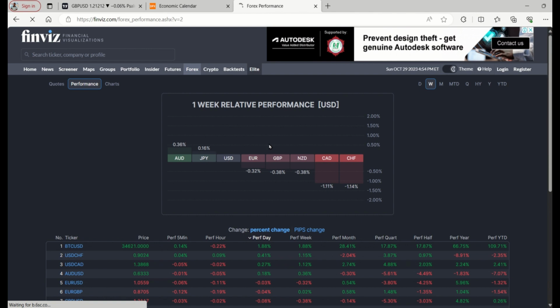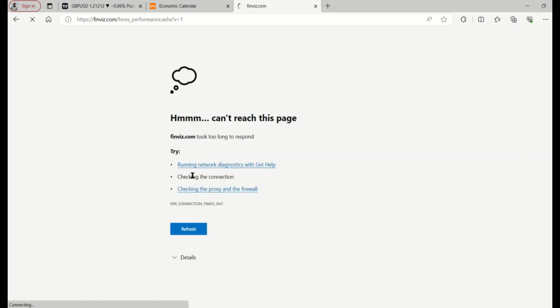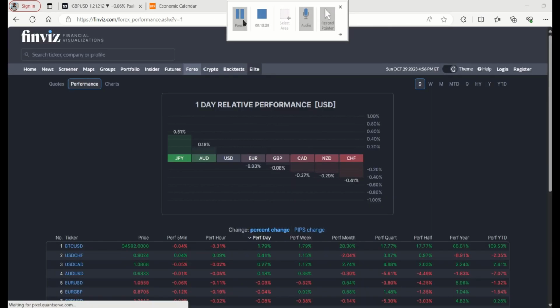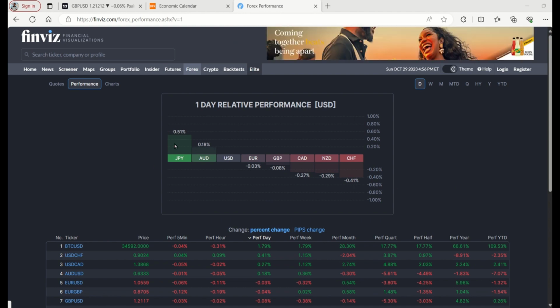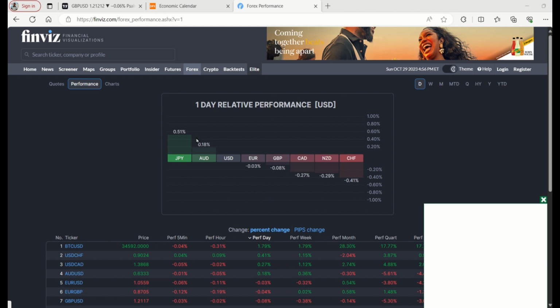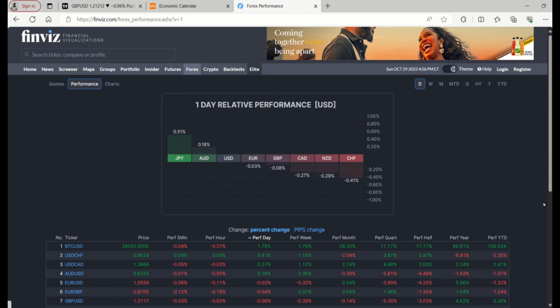So this analysis is important for you to be able to identify the currencies that are weak and the currencies that are actually strong. I think my network is weak. I beg your pardon. Okay. All right. So if you look, yen is the strongest in the last 1 day, followed by Aussie.